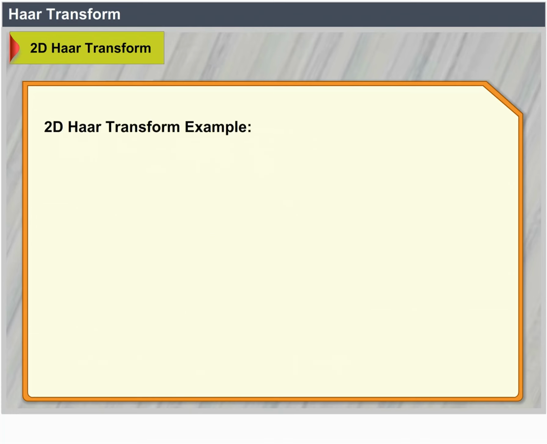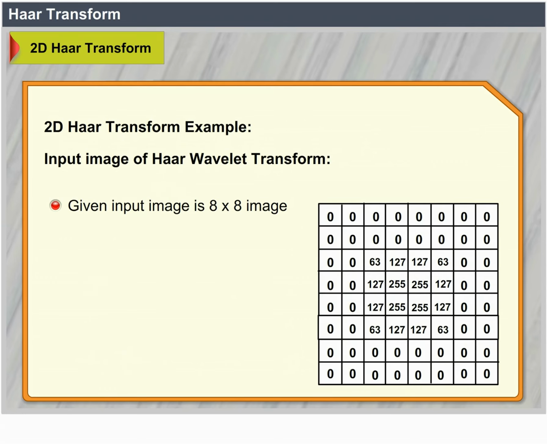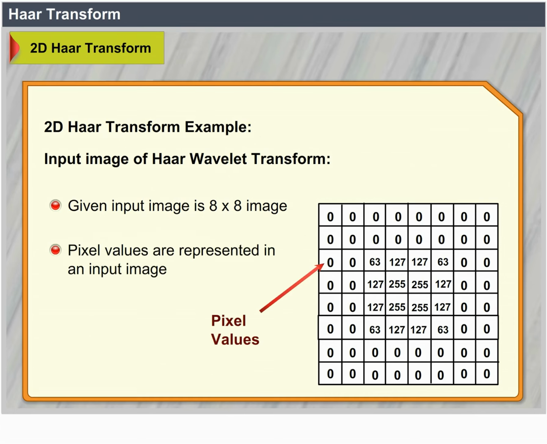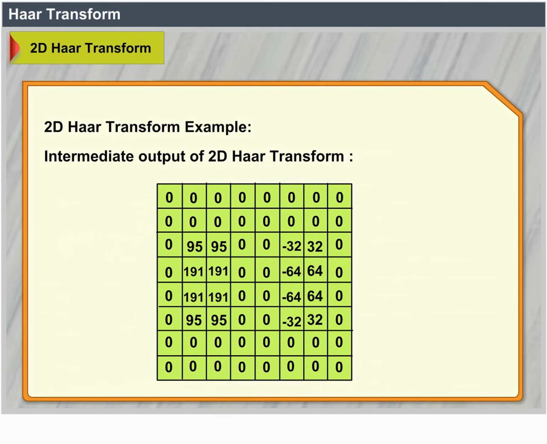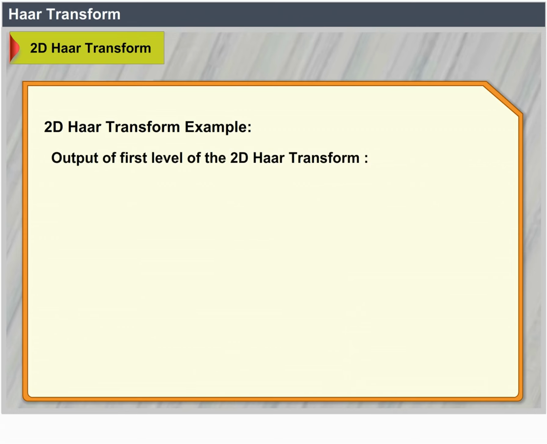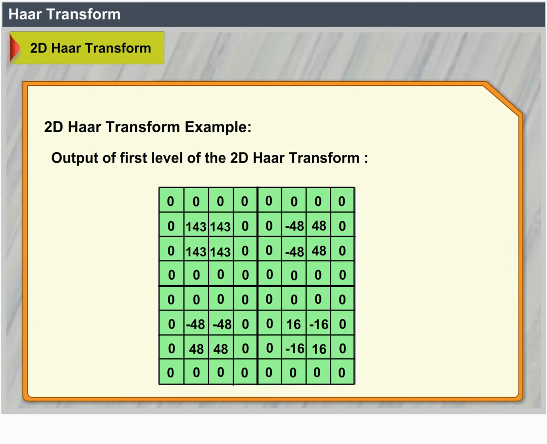2D Haar transform example. Input image of Haar wavelet transform. The given input image is an 8 by 8 image. Pixel values are represented in the input image as shown on the screen. The representations of the intermediate output of the 2D Haar transform and the output of the first level of the 2D Haar transform.